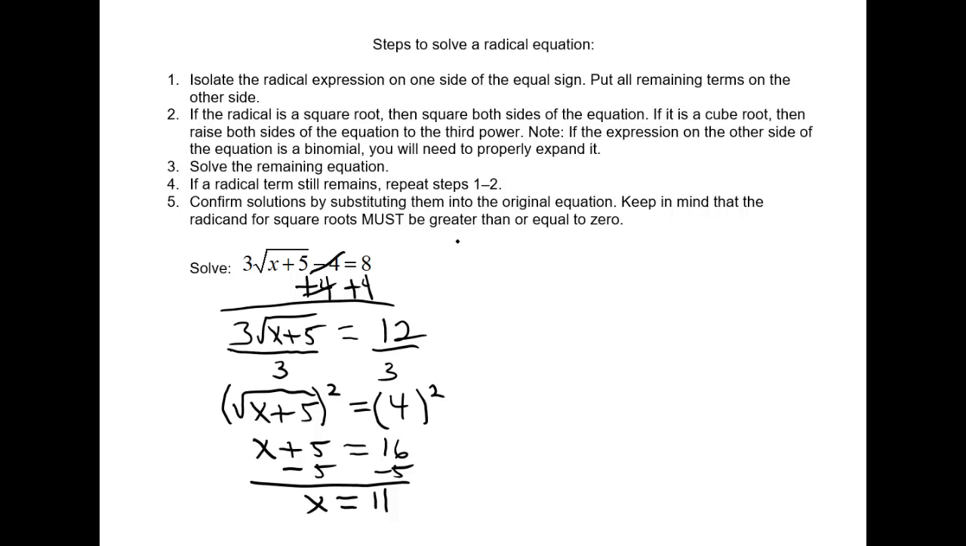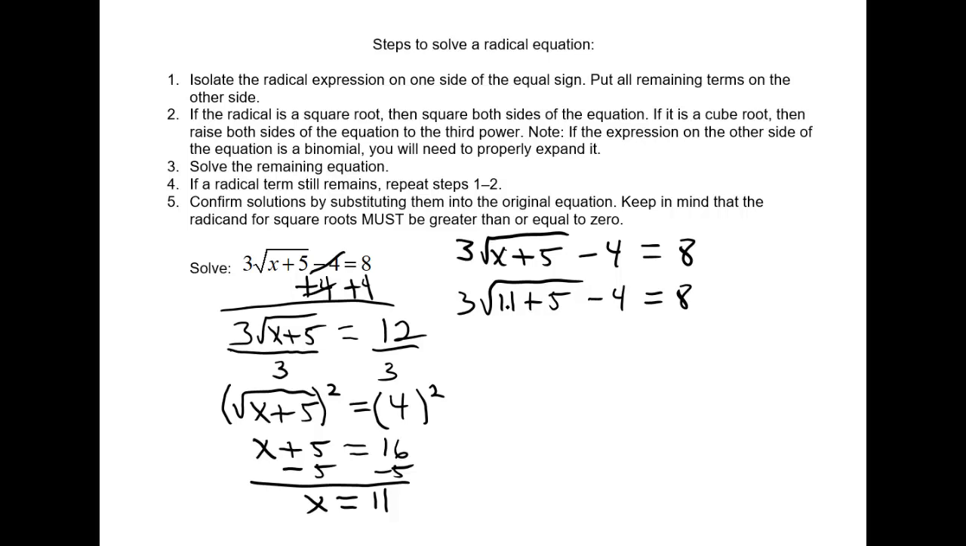So our original equation was 3 times the square root of x plus 5 minus 4 equals 8. So now I substitute 11 in for x. So that gives us 3 times the square root of 11 plus 5 minus 4 equals 8. 11 plus 5 is 16, so this gives us 3 times the square root of 16 minus 4 equals 8.